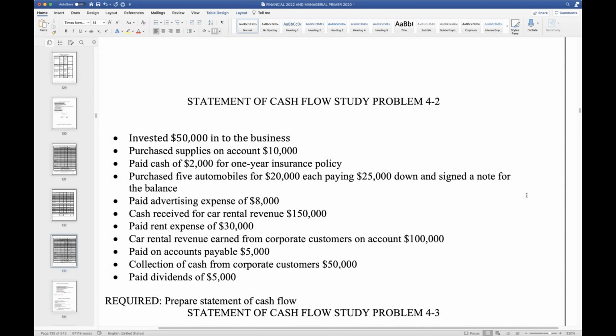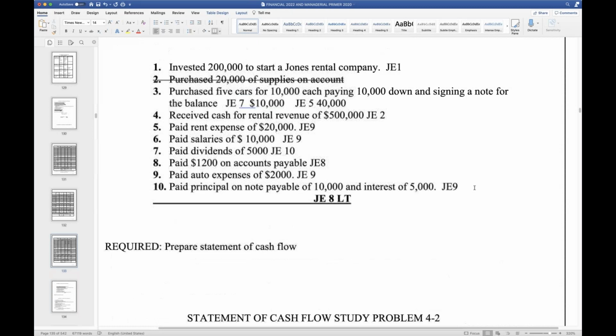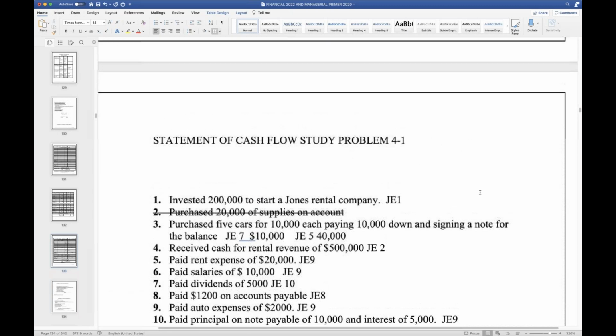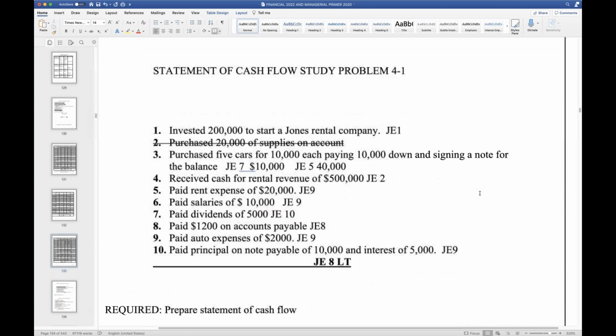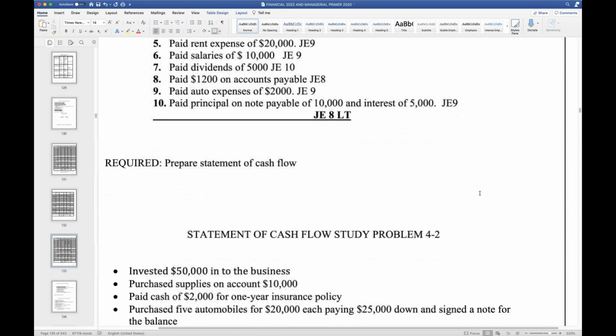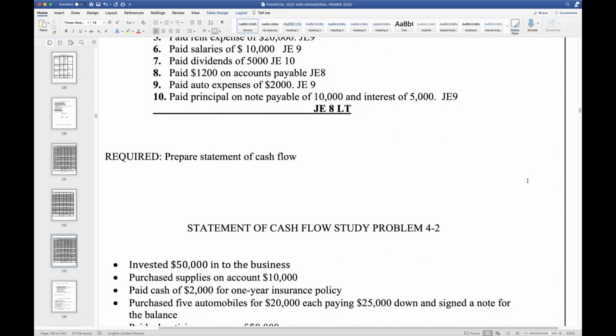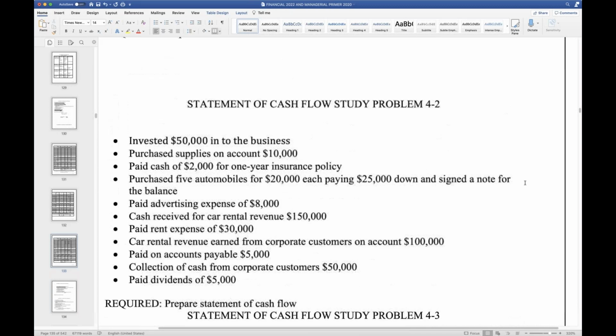Professor, can I ask you one more thing, please? Yes. If we got any question where the transaction type is more than 11, can we just cancel it or what? Cancel it out. Okay. Just scratch it out.